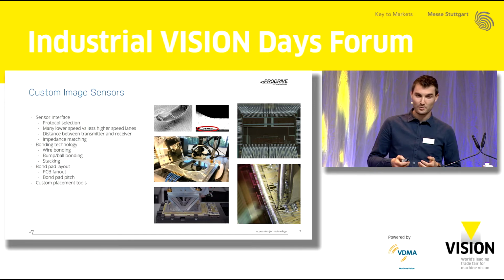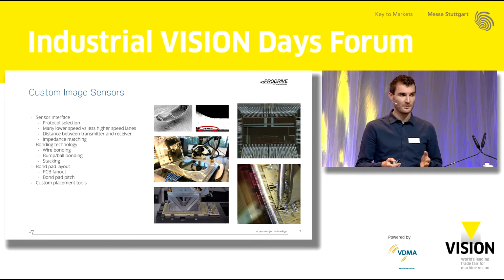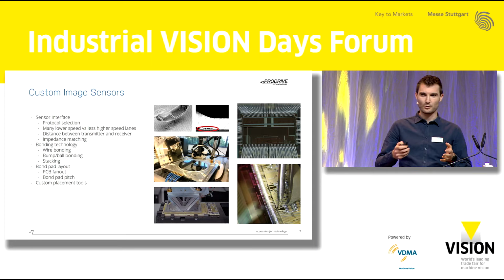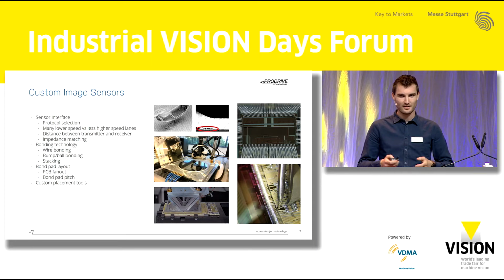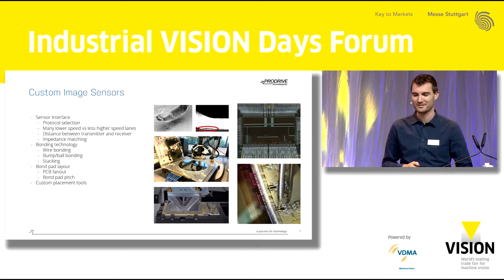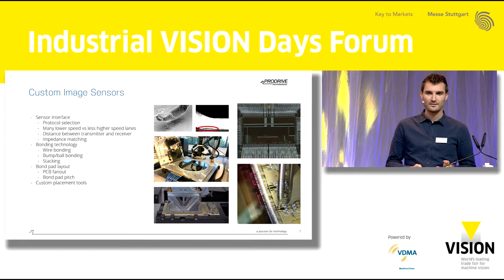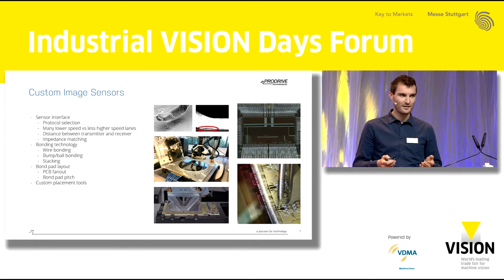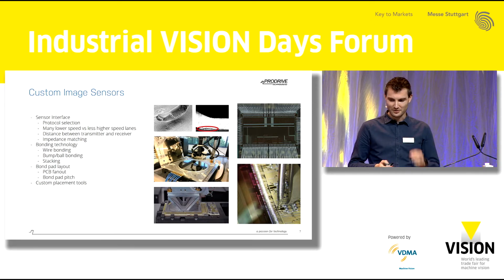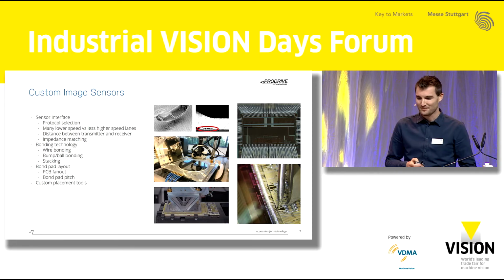You can either do that with many lower speed interfaces, so lower than 1 gigabit per second. You need 100 of them to get 100 gigabits. Or you go for fewer, higher speed data lanes. But you need to put that on the board, etc. So that comes a bit later as well.